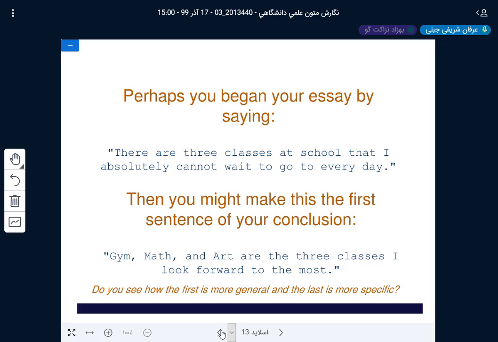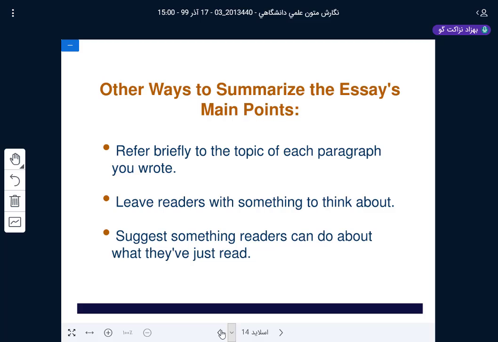Very good. Do you see how the first is more general and the last is more specific? Because it says there are three classes at school that I absolutely cannot wait to go to every day. Okay, so this is general. Then we have some examples of this. Gym, math, art are the three classes I look forward to the most. So do you see how the first is more general and the last is more specific? So as you see, the second one tells us the examples or illustrates the number of the classes. So this way you just move from general to specific.